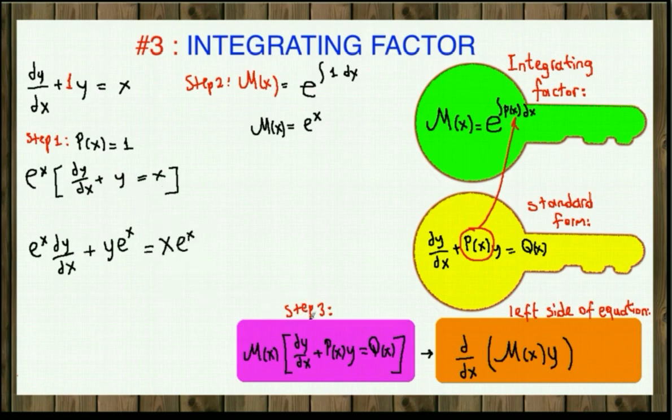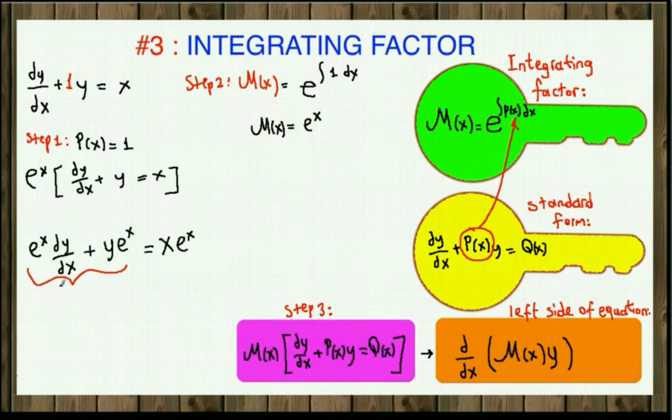After step 3, the left side of our equation is equal to d/dx of mu of x times y, which means the derivative of mu of x times y. So this is the product rule. After the product rule, this is what we get. So this is going to be your check of the function.